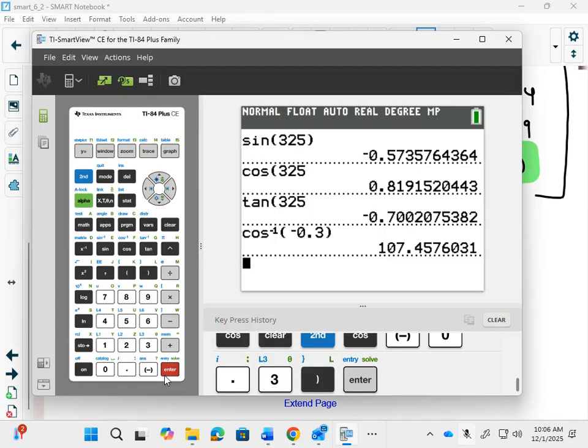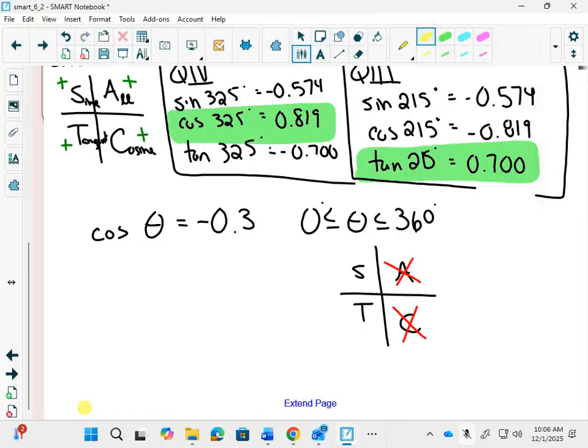That seems reasonable, right? Where's 107 degrees? In which quadrant? Second quadrant. Okay. So I have my answer in my second quadrant, but I don't know my answer in quadrant 3. My calculator only gave me one answer.